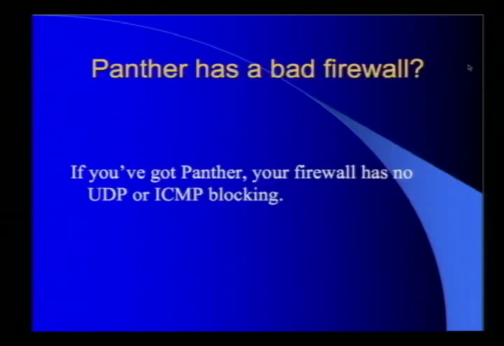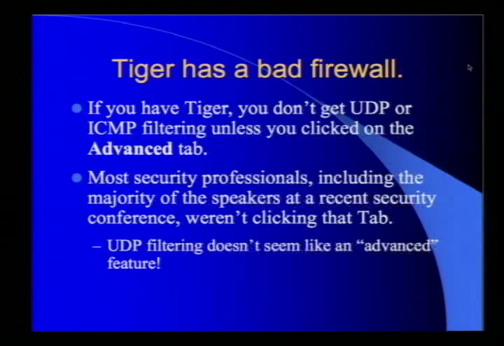Okay, so if you got Panther, this is as far as it goes. Congratulations, welcome to your firewall. It's time to upgrade to Tiger. If you've got Tiger, you didn't get UDP filtering by default. You didn't get ICMP, and you only got it if you click the Advanced tab.